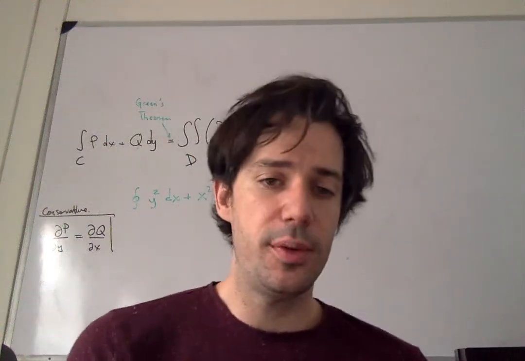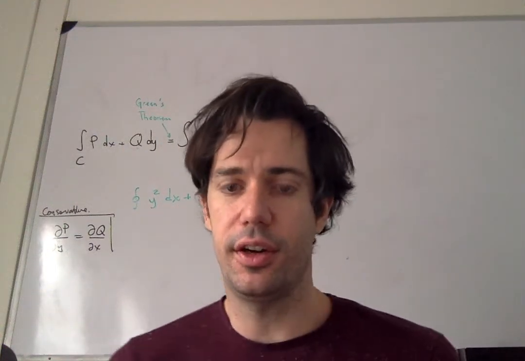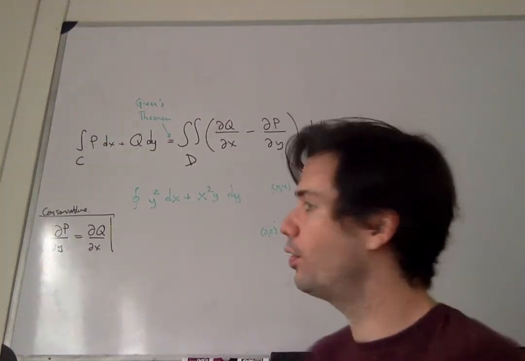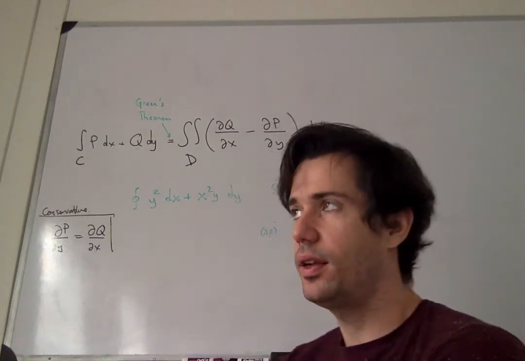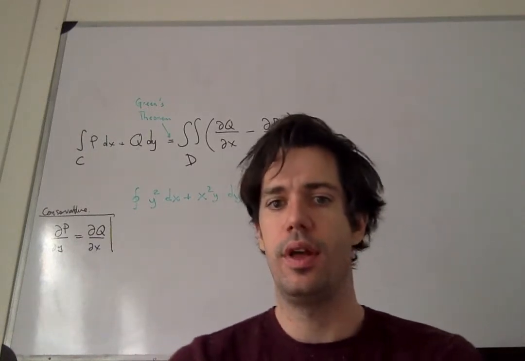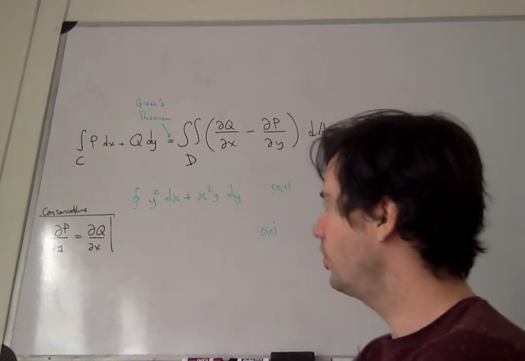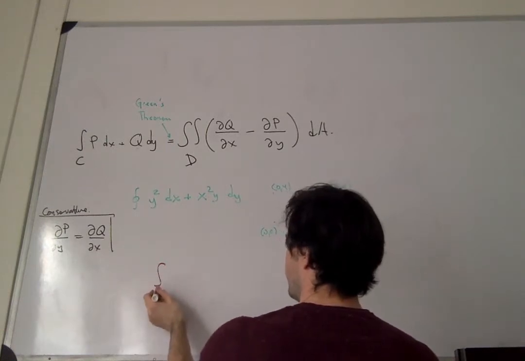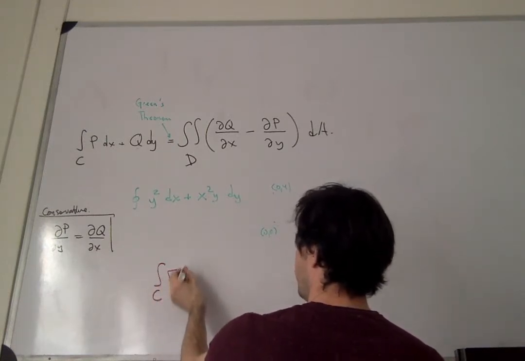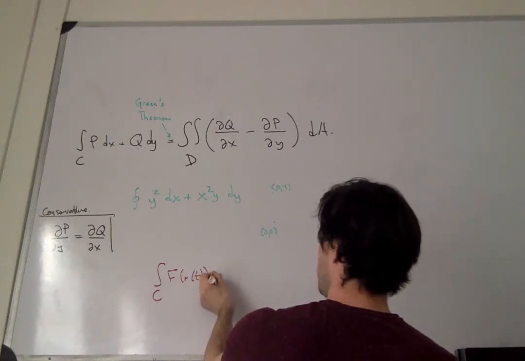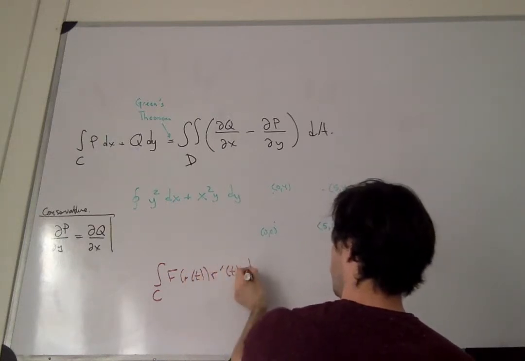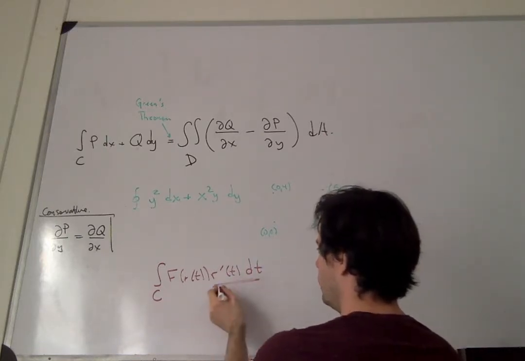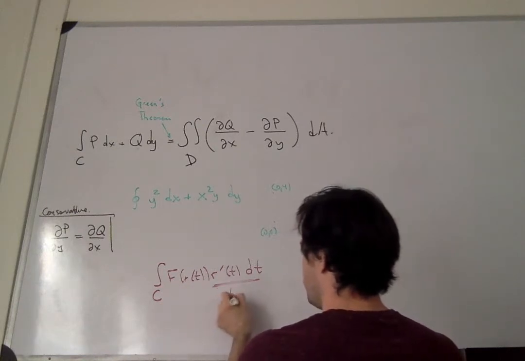Great. So previously we discussed the fundamental theorem of line integrals. And now we're going to get into Green's theorem. So remember that two lectures ago we discussed integrals of the type integral over C of F(r(t)) dot r'(t) dt, right? And I said that this is, well, we can just say that this is dr.